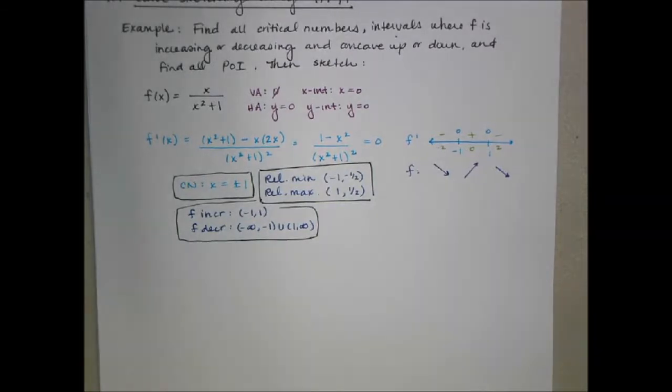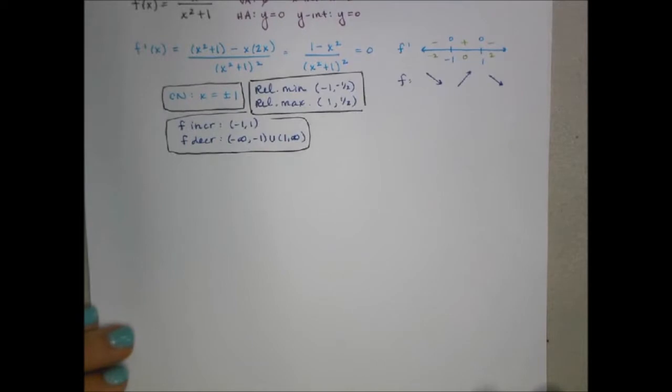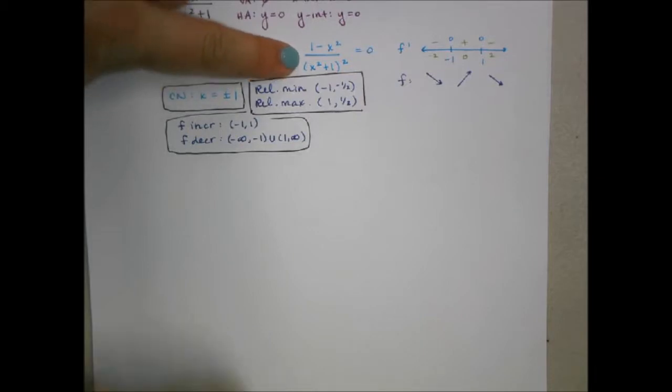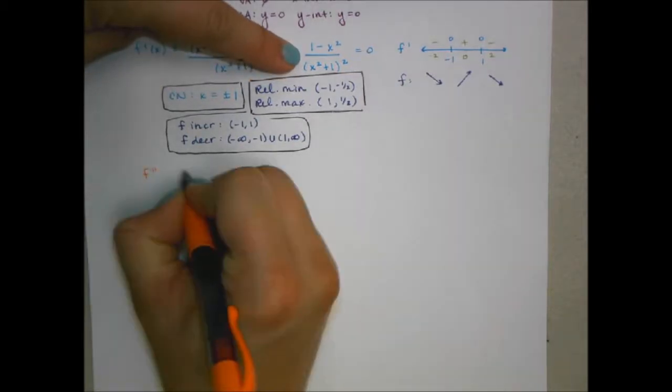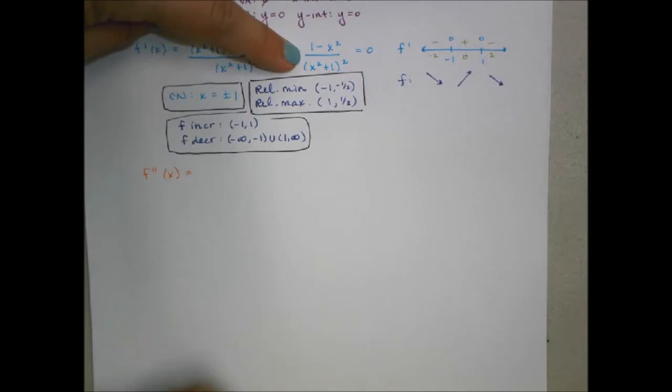So we need to move on and do our second derivative test to find out about concavity and possible points of inflection. So we're going to start from where we left off for our second derivative. And again, use the quotient rule.